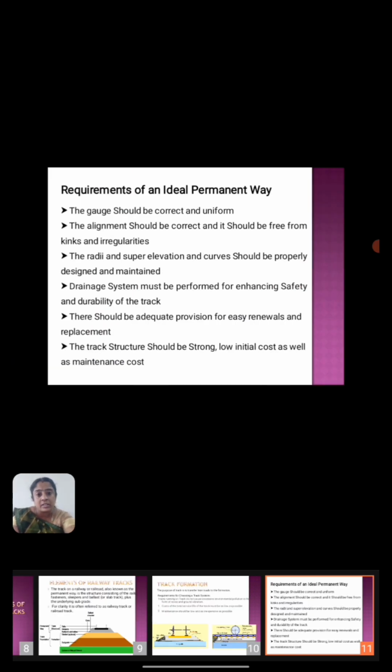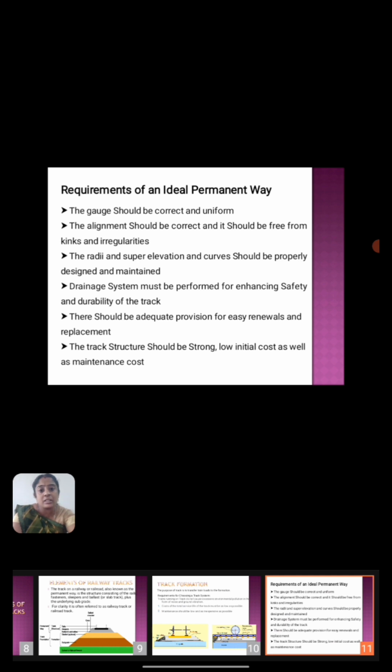Now the requirements. What are the requirements we need in providing the permanent way? The elements are rail, sleeper, ballast, fixtures and fastenings. These are considered as the permanent way. So by constructing a suitable permanent way, what requirements are needed?